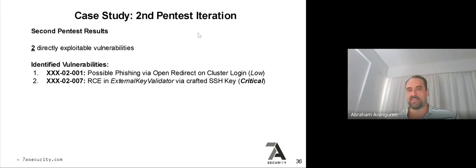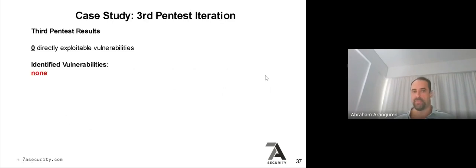In the second pen test iteration, we only found 2 issues, right? So this is a customer that takes security very seriously. Everything we reported to them, they fixed, even the hardening recommendations. So this second time, we found a lot fewer issues. For the identified vulnerabilities, instead of 3, we got 2. Now, we got a little bit lucky with this one, which was new functionality, so we still found a critical. But you can see the other one was only low, right?